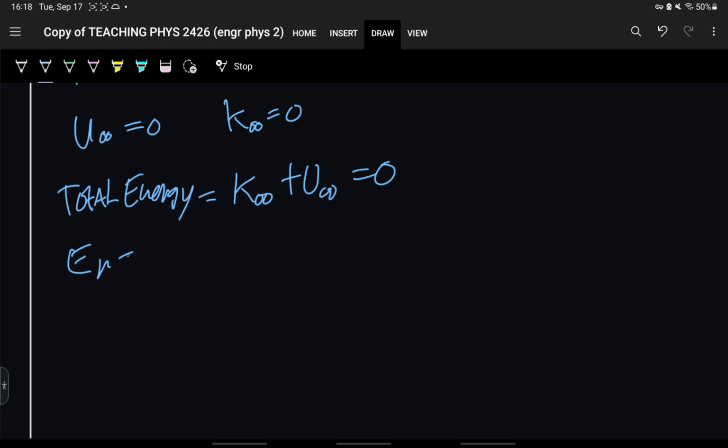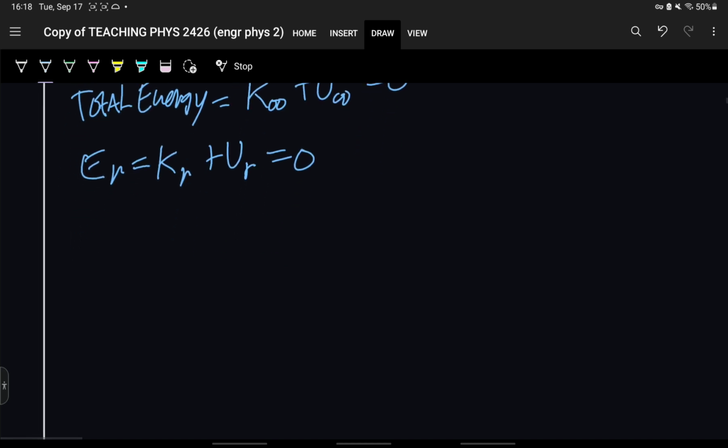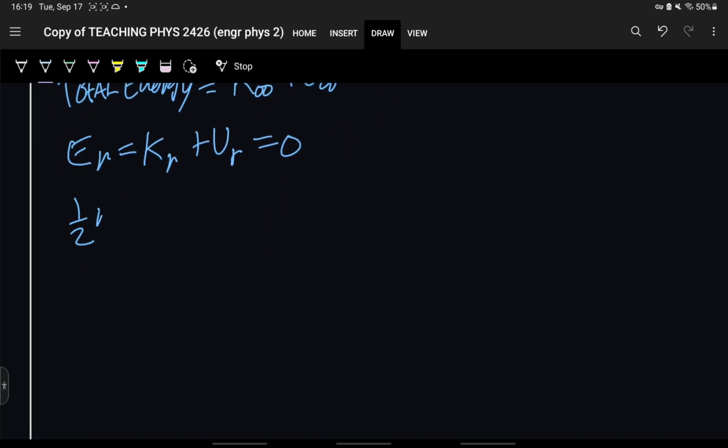So we can write E sub r is equal to K sub r plus U sub r is equal to 0. Substituting the expression for kinetic energy and potential energy at distance r, we get 1/2 times lowercase m times v squared minus G times uppercase M times lowercase m divided by r should equal to 0.